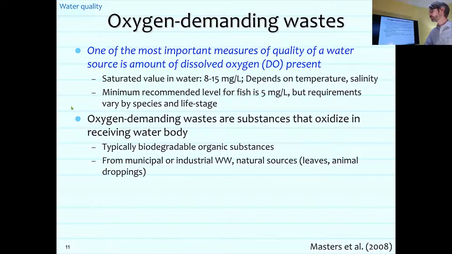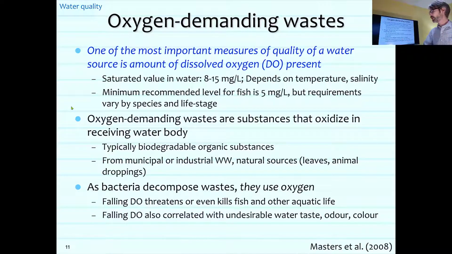Oxygen-demanding wastes are substances that oxidize in the receiving water body and therefore use up some of the available oxygen. These are typically biodegradable organic substances. These can come from municipal or industrial wastewater sources, or actually from natural sources as well, so leaves or animal droppings in a water body or water source. And as you probably know, as the bacteria decompose the wastes, they use oxygen. And so that falling dissolved oxygen concentration threatens or even kills fish and other aquatic life.